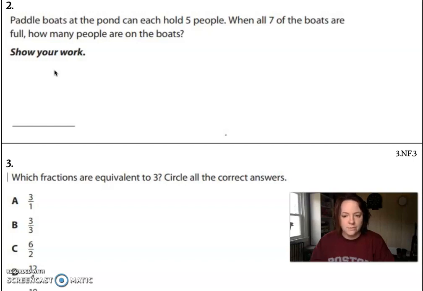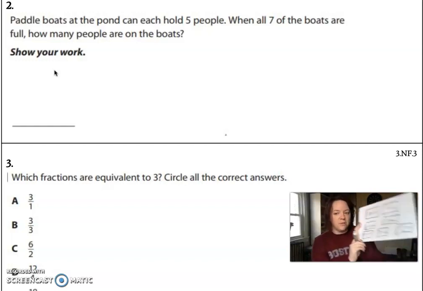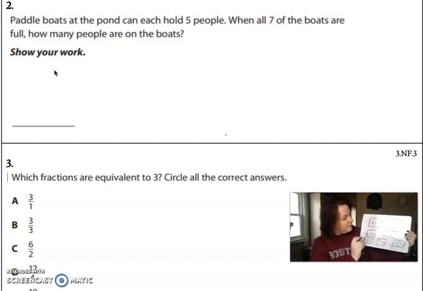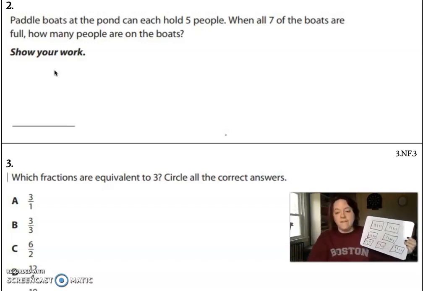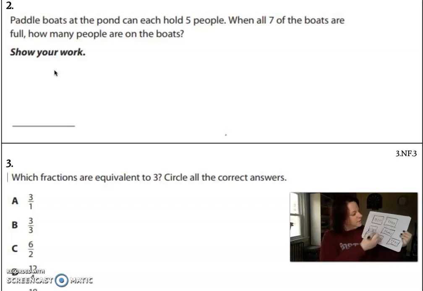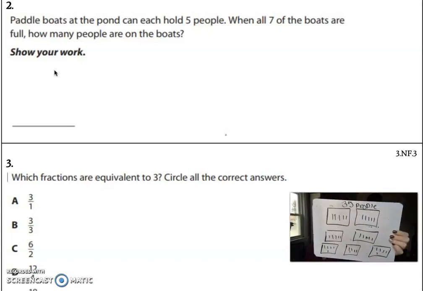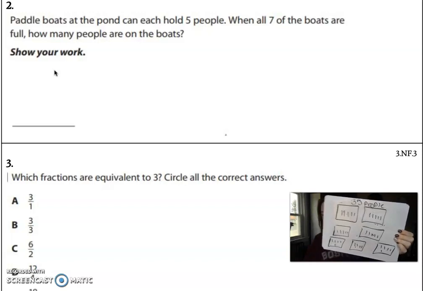Well, I just drew it out, but maybe we can count them? If there's 5 in each, can we count by 5s? We can. 5, 10, 15, 20, 25, 30, 35. So our answer, right up here, 35 people. Just like that. Nice job.